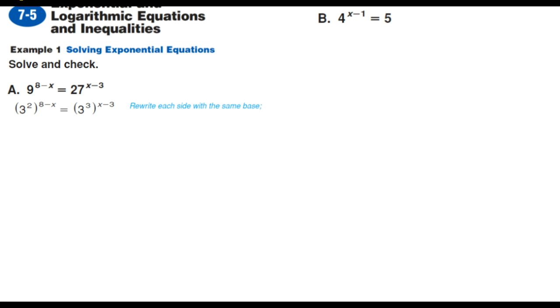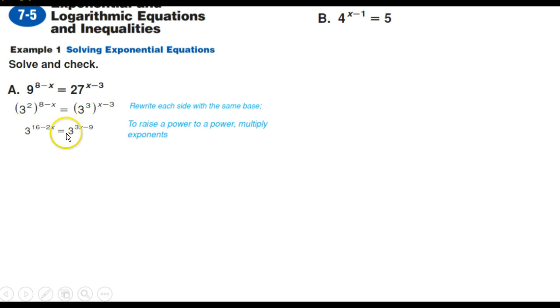so yes, they both have a base of 3. So all we did here is rewrite 9 as 3 squared, then copy that. Then rewrite 27 as 3 cubed, copy that. What happens next is just I to I multiply. We multiply the 2 and we distribute it into the 8 and the x, and we multiply the 3 into the x and the negative 3. So we get 3 to the 16 minus 2x equals 3 to the 3x minus 9.